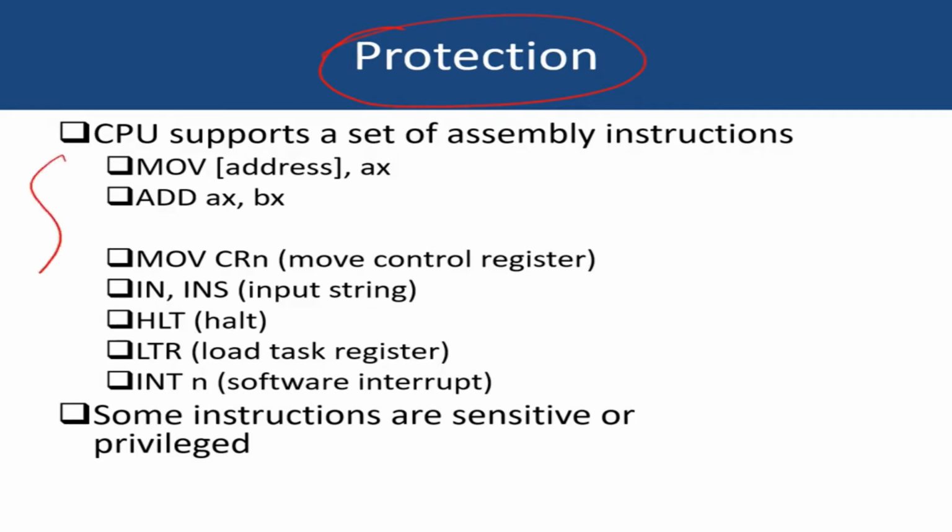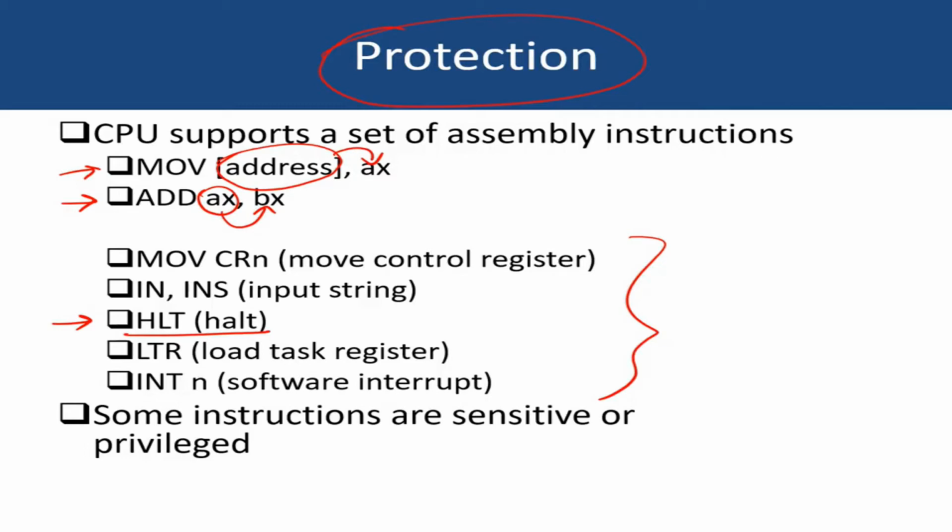Now this slide shows some examples of such instructions. For instance, this move instruction will move a piece of data from a memory address into this register. Similarly, this add will add the value that is stored in the first register to the value in the second register. Likewise, there are many other instructions listed here. No need to go into details of all of these, but let me just quickly mention this halt instruction. When executed, this halt instruction will halt or stop the machine.